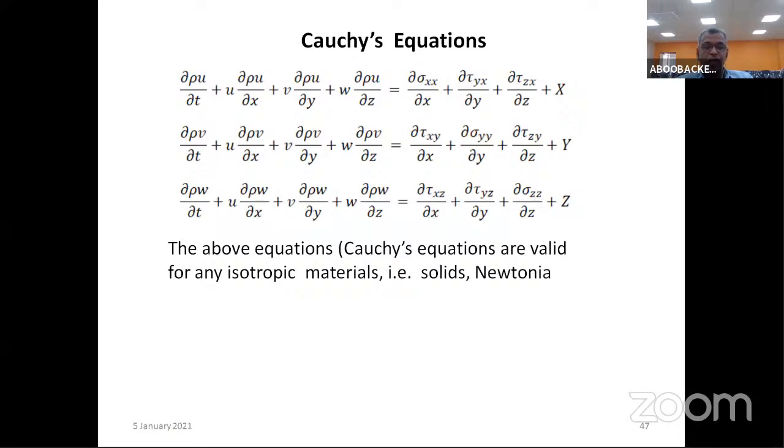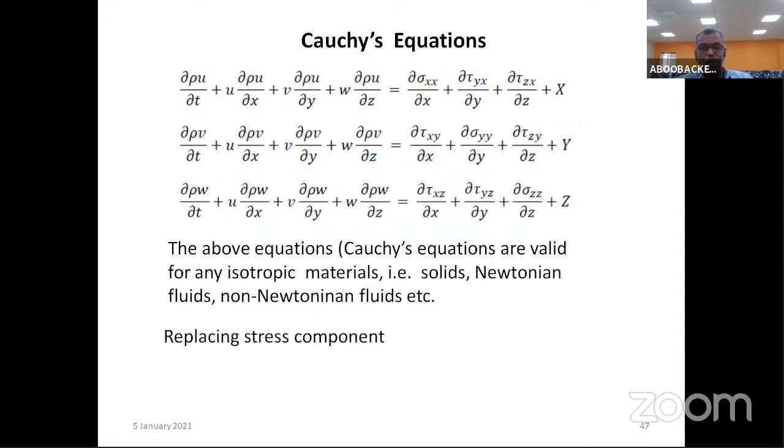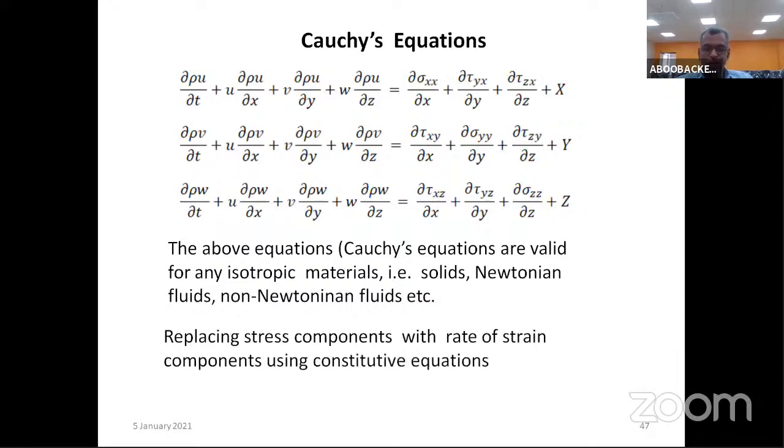The above equations, the Cauchy's equations, are valid for any continuous materials, that is solids, Newtonian fluids, non-Newtonian fluids, etc. Isotropic means we have considered only six stress components. The property is independent of direction. If it was not independent of direction, tau yx would not be equal to tau xy, so we would have more stress components. So this is limited to isotropic materials. Replacing the stress components with strain components using constitutive equations for fluids, the Navier-Stokes equations are obtained.